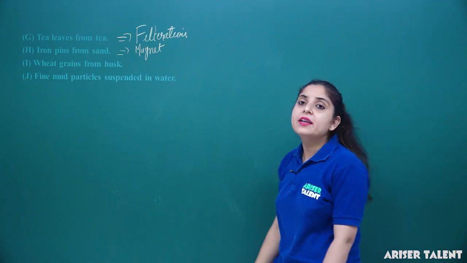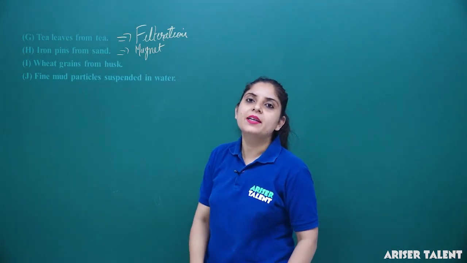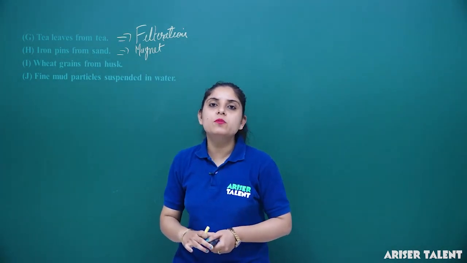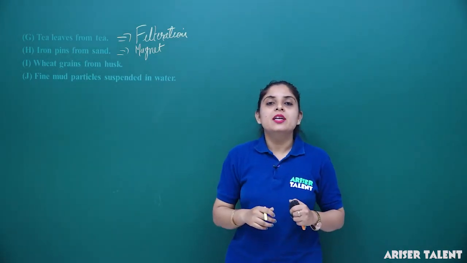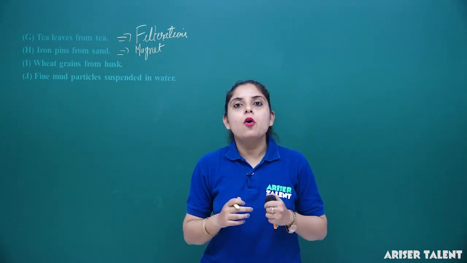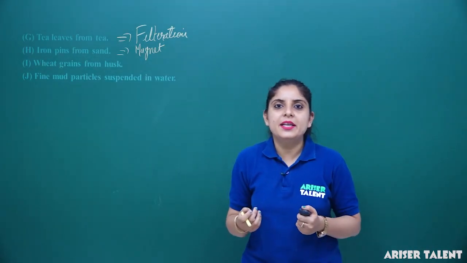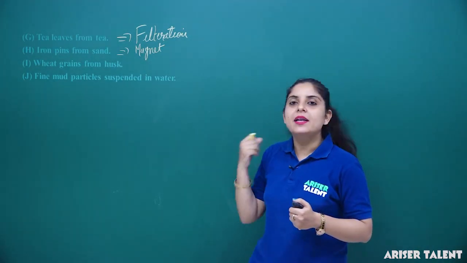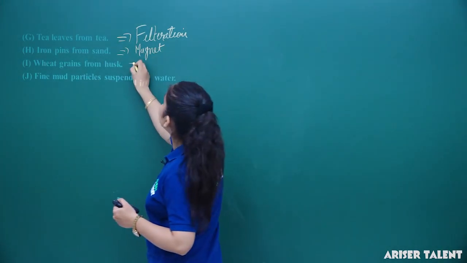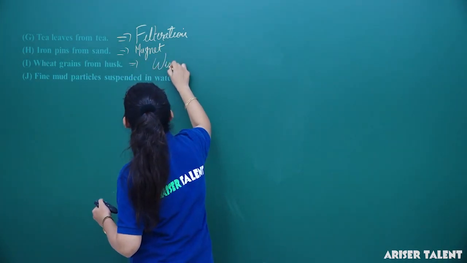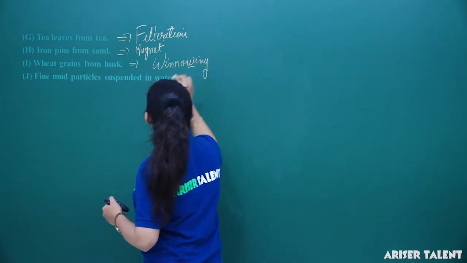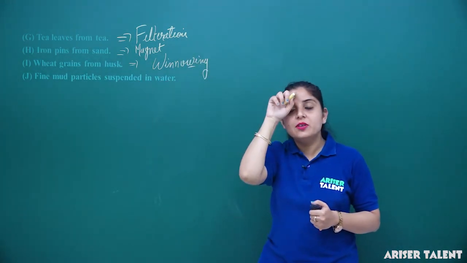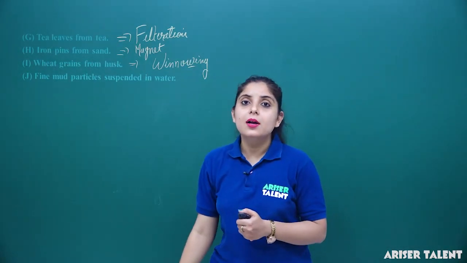Next one is wheat grains from the husk. This is a very common activity you have observed in your homes. When your mother is clearing the husk from the wheat, she will do winnowing, or you can also do sedimentation, because the particles will settle down. So wheat from the husk is separated by the method which is simply known as winnowing. Winnowing is a process in which the wheat is separated from the husk.